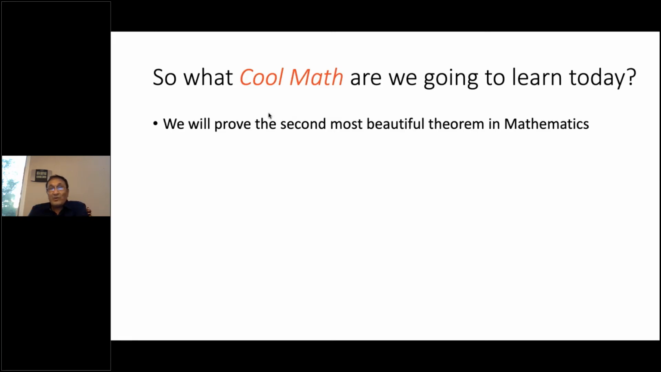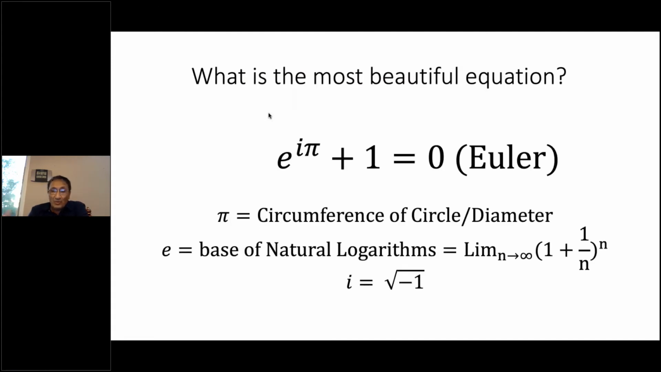Okay, so what we're going to do is we will prove the second most beautiful theorem in mathematics, the second most, and then we will use it to prove that there are only 5 Platonic solids. So you will first immediately ask, well, what is the most beautiful equation? Forget the second one. So this is the most beautiful equation. e to the i pi plus 1 equals 0. And the person who discovered this equation or wrote it down first was Euler.